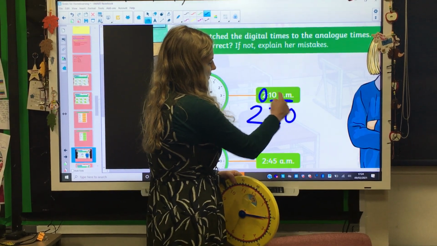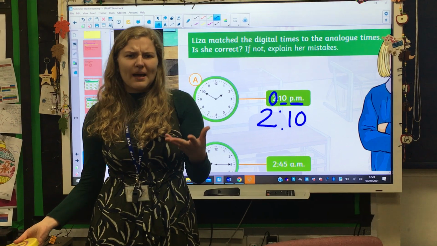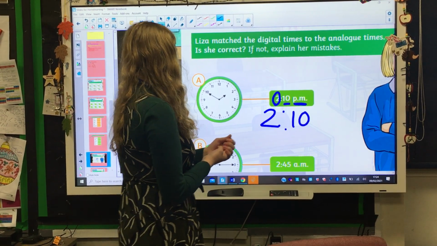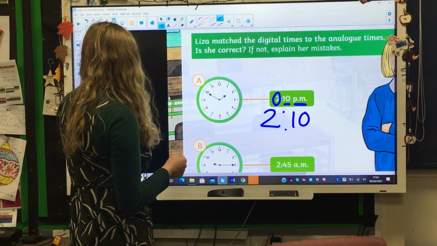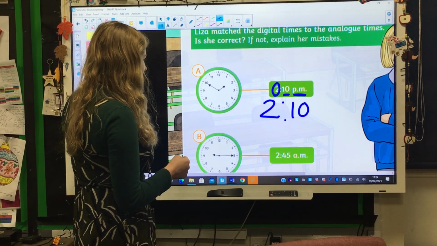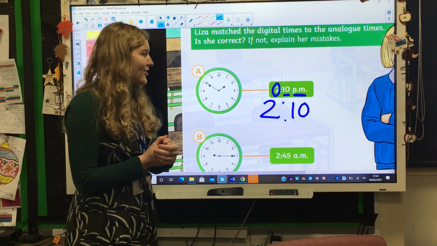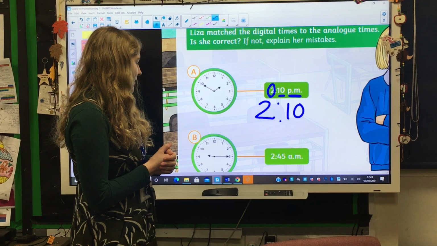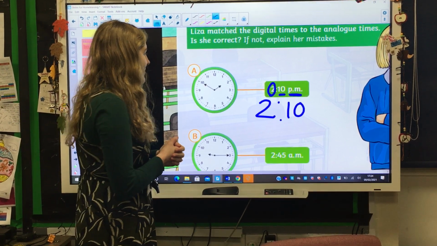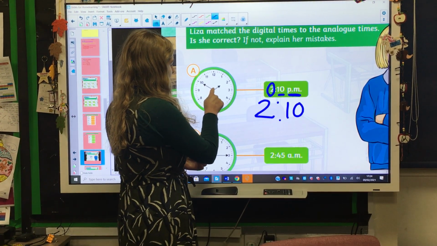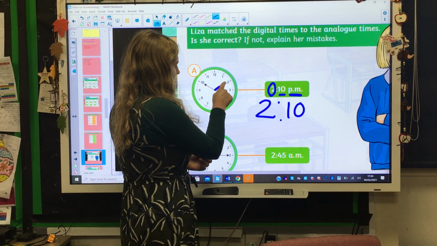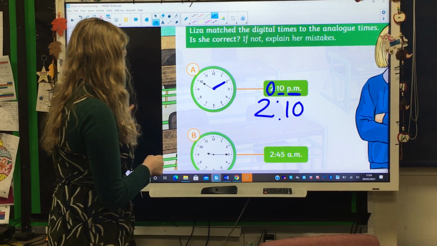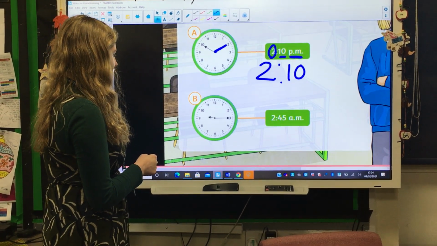And PM, does that mean after lunch? Does that mean before lunch? Does it mean morning? Does it mean afternoon? It is afternoon, okay? So have a look at that clock. Does that say 10 minutes past 2? It doesn't, does it? 10 minutes past 2 would look like this. You would have a big minute hand pointing at the 2. Okay, let's have a look at the next one.